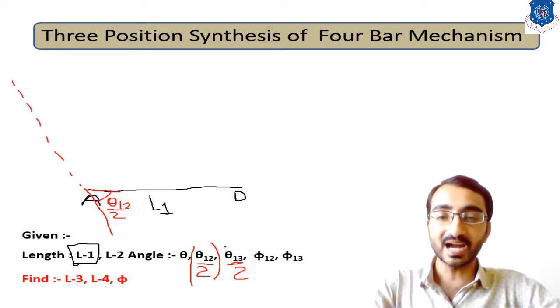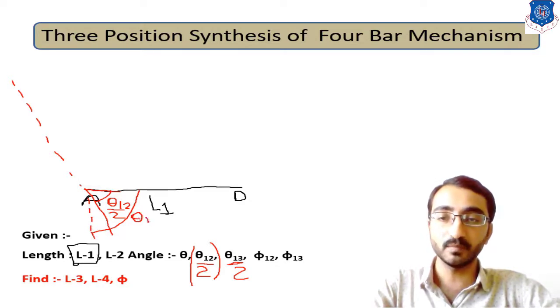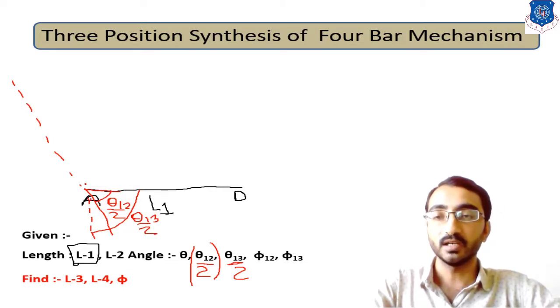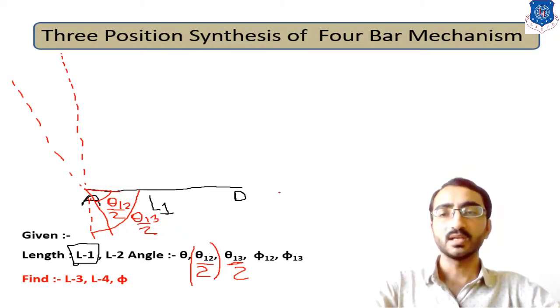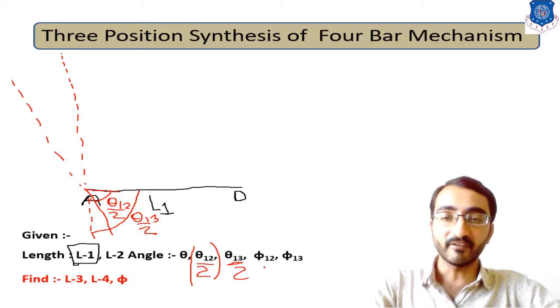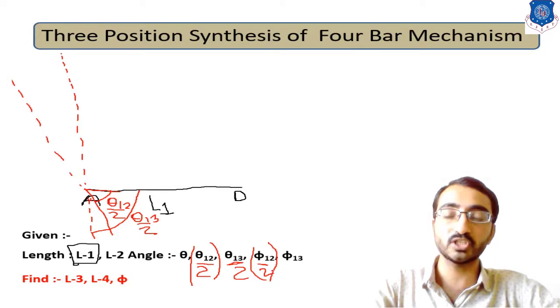Similarly, for theta 1 3 by 2, again measure from your horizontal line as a reference, and let's consider that you are obtaining theta 1 3 by 2 like this. Over here you have to sketch another dashed line which is representing theta 1 3 by 2. Okay, similarly let's consider phi 1 2. Phi is the output angle over here. So we have learned that phi 1 2 is between the first and second position of the output link.